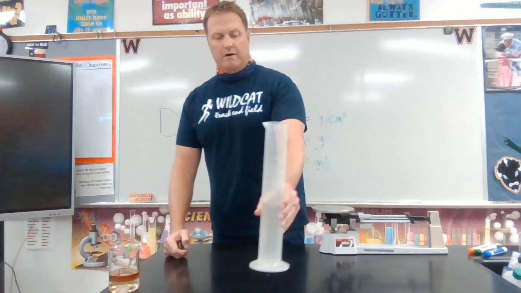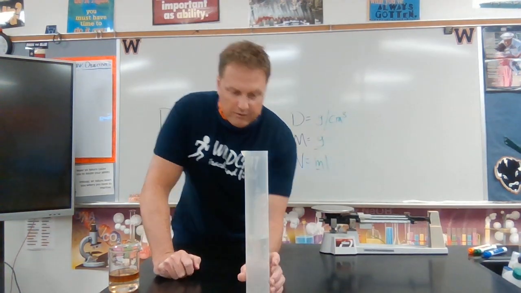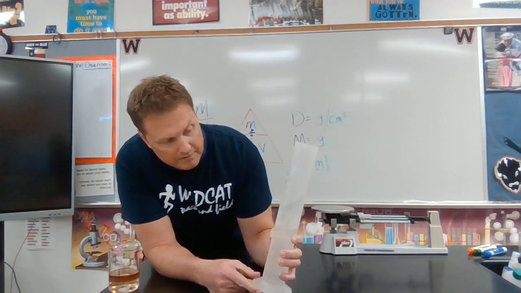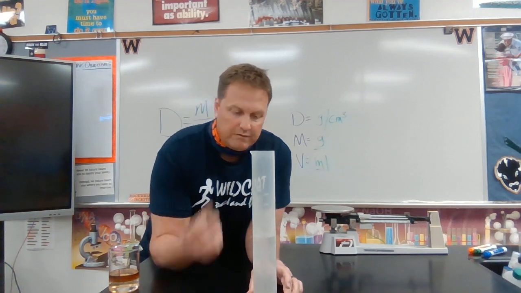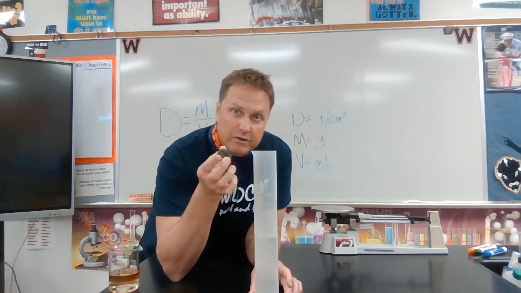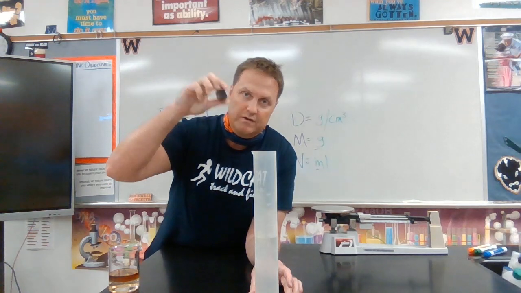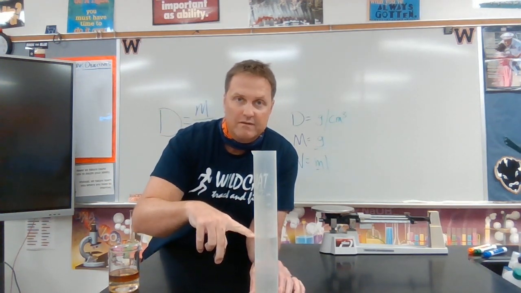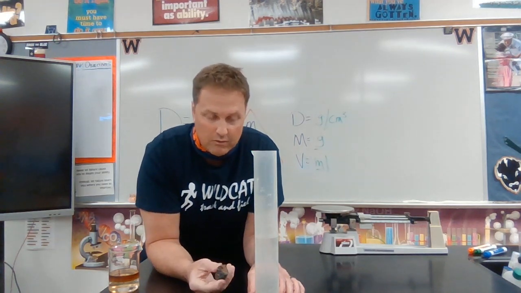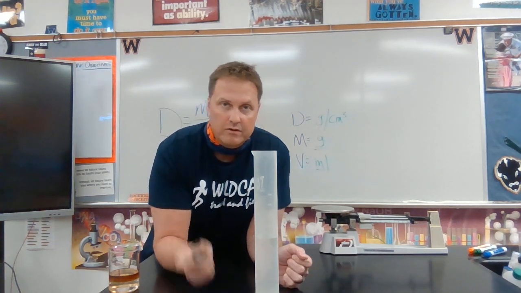The way that we measure volume is we use the graduated cylinder. In the graduated cylinder, I have 300 milliliters of water. So when I put this in here, just like when you get into a bathtub, the water level goes up. When I drop this into the graduated cylinder, the water is going to be displaced and the water level of the graduated cylinder is going to go up. That's going to give us the volume of the rock.